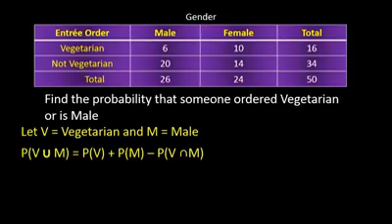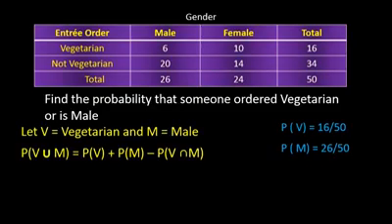So using the addition rule, the probability of V union M is equal to the probability of V plus the probability of M minus the intersection of V and M. So what is the probability of vegetarian and male? Well, look at the contingency table and we see that 16 people ordered vegetarian out of a total of 50 people. So the probability of V or vegetarian is 16 over 50. And how many people were male? Well, that would be 26. So 26 out of 50 would be the probability of a male.